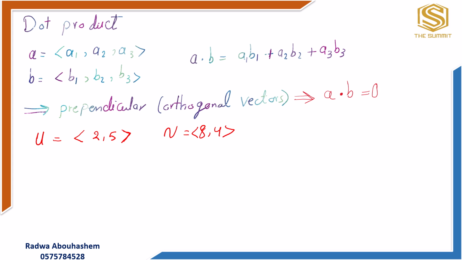Now let's multiply them here. It would be 2 times 8 plus 5 times 4. So here's 16 plus 20, so equal 36.